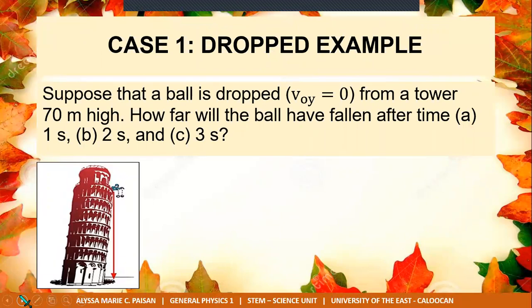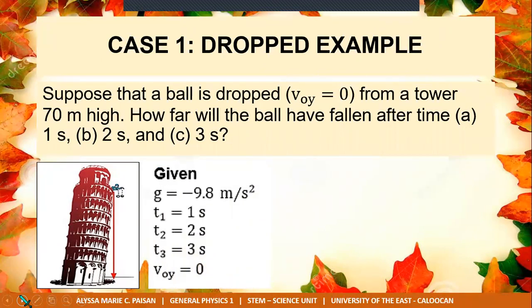Suppose that a ball is dropped from a tower 70 meters high. How far will the ball have fallen after time is equal to 1 second, 2 seconds, and 3 seconds? What are our givens? Following are given, don't ever forget the unmentioned given, the g. Since this is dropped, g is equal to negative, don't forget the negative, 9.8 meters per second squared. And don't forget that the times are always positive. Upward or downward, to the right or to the left, the movement of our object, time is always positive.